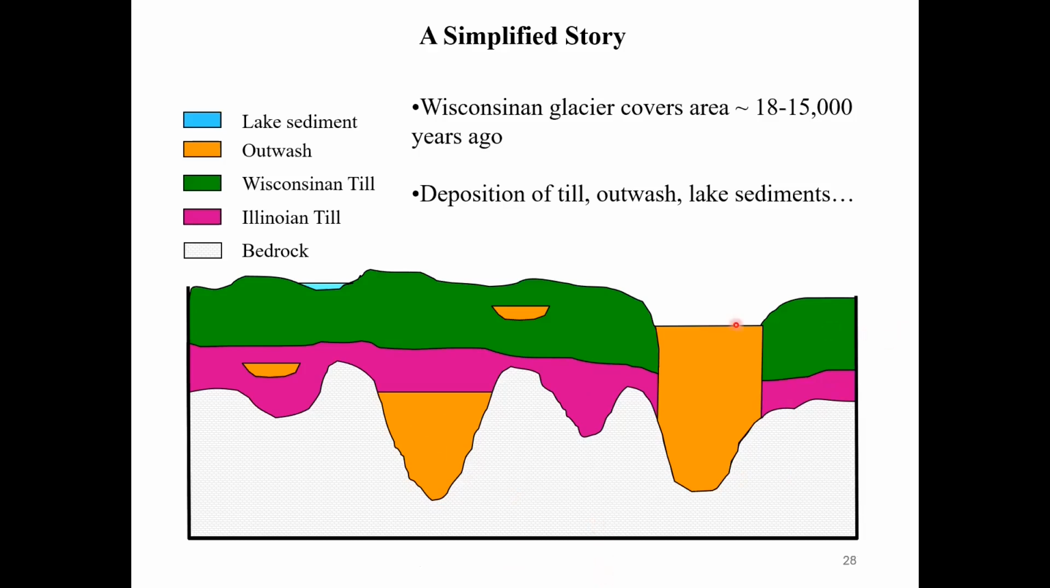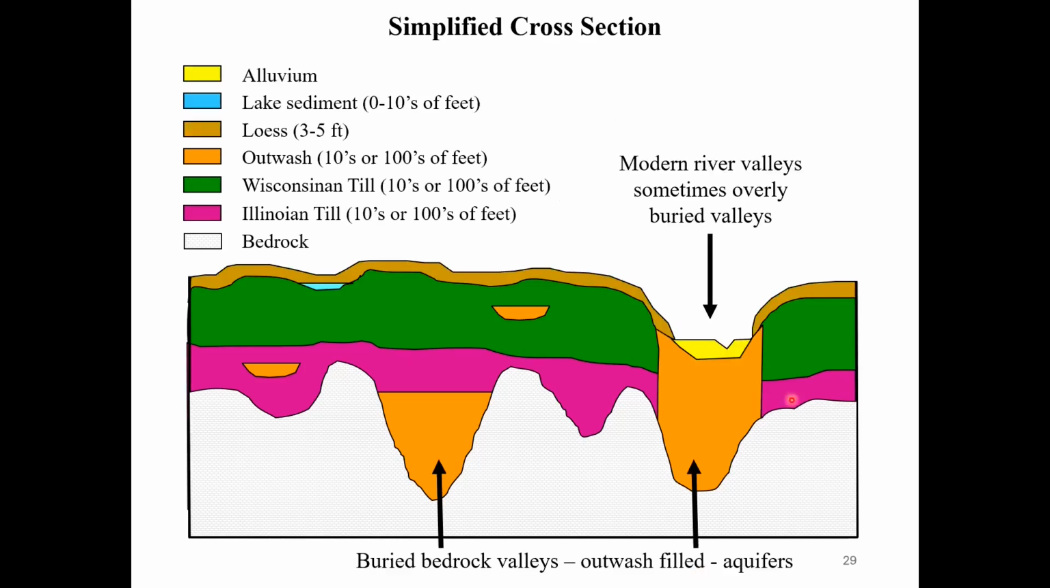So then the Wisconsin episode ice advances, and again we have the green is the young till, the purple is the old till. Those are not aquifer materials. We can't get groundwater out of those. And then the last thing that happens, I'll go over in a second, is this material called loess gets deposited. It's windblown silt, and it blankets the surface of most of the state and most of the watershed.